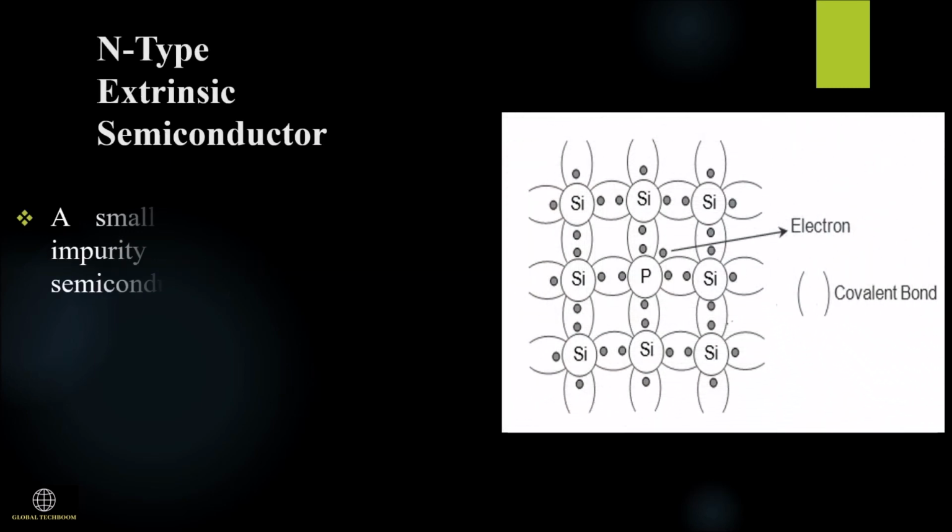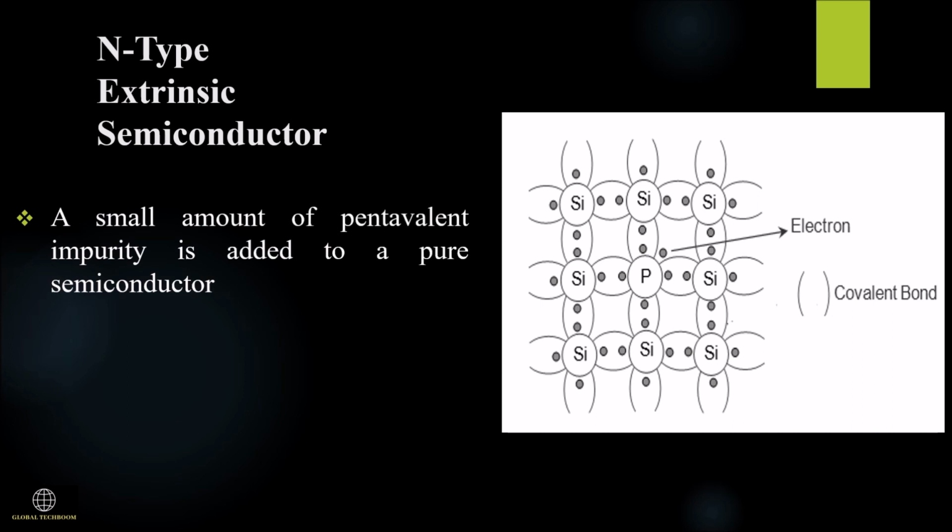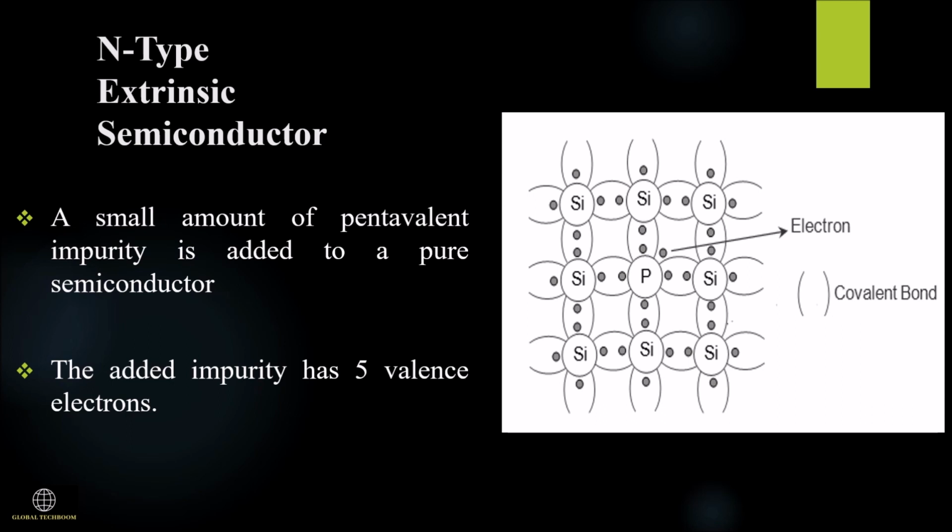N-type extrinsic semiconductor. When a small amount of pentavalent impurity is added to a pure semiconductor, it gives the N-type extrinsic semiconductor. The added impurity has 5 valence electrons. For example, if a phosphorus atom is added to a silicon atom, 4 valence electrons get attached to the silicon atoms and 1 remains free as shown in the figure.